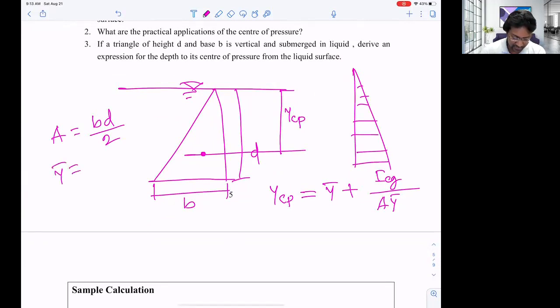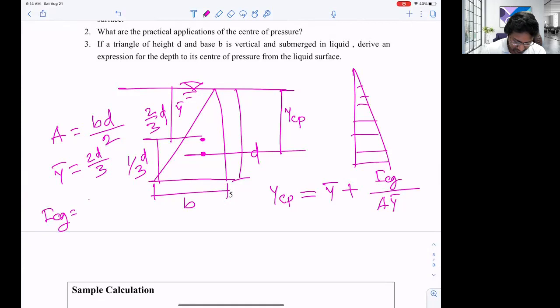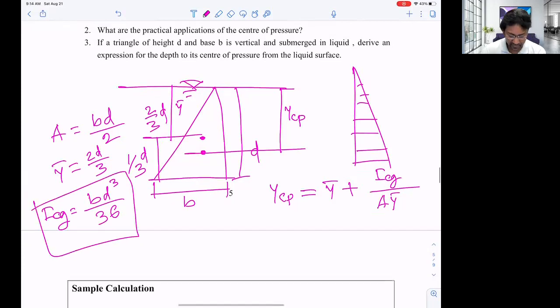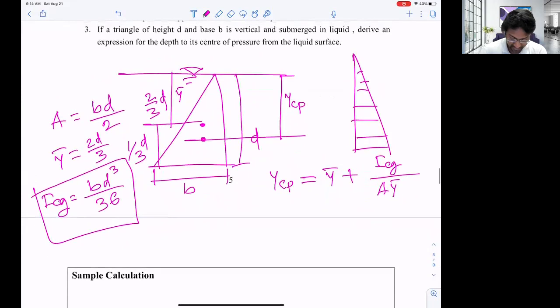So for a triangle, we know that the CG, for example, CG is here. The CG will be located 1/3 of D from the base and 2/3 from the top. So since we are calculating from the top, it will be 2D divided by 3. So that is the distance y bar from the center. And what is the area? We know that. And ICG, we know for a triangle, ICG is base and the height cubed divided by 36. So these are the information you need to know beforehand. You can check and it will be there in the mechanics course.